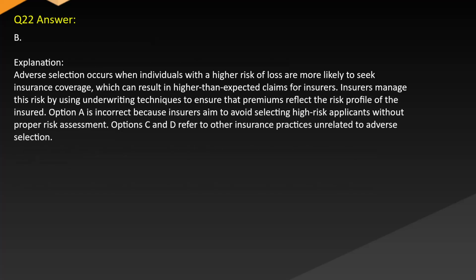Answer B. Explanation. Adverse selection occurs when individuals with a higher risk of loss are more likely to seek insurance coverage, which can result in higher than expected claims for insurers. Insurers manage this risk by using underwriting techniques to ensure that premiums reflect the risk profile of the insured. Option A is incorrect because insurers aim to avoid selecting high-risk applicants without proper risk assessment. Options C and D refer to other insurance practices unrelated to adverse selection.